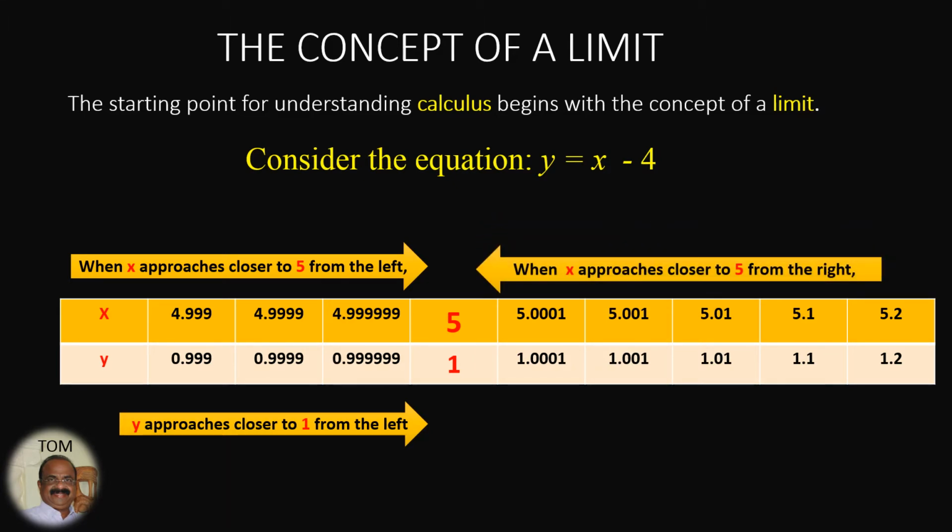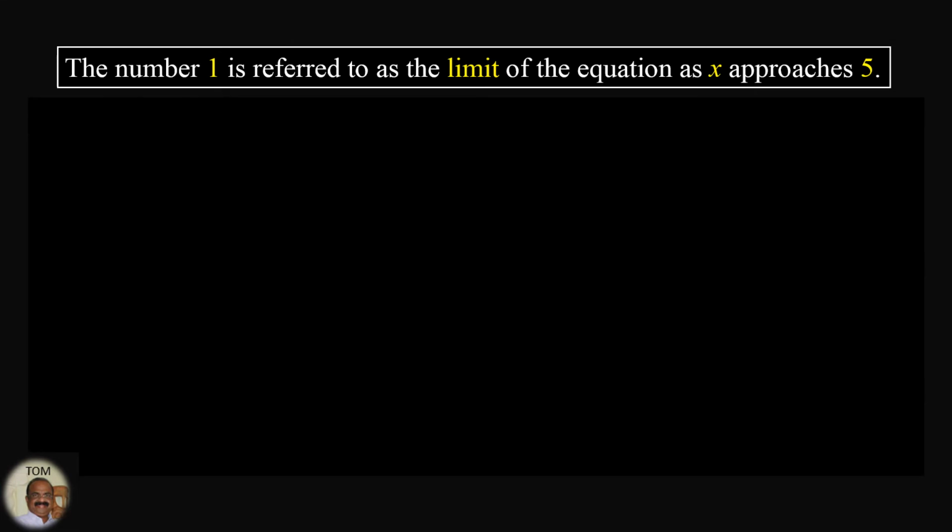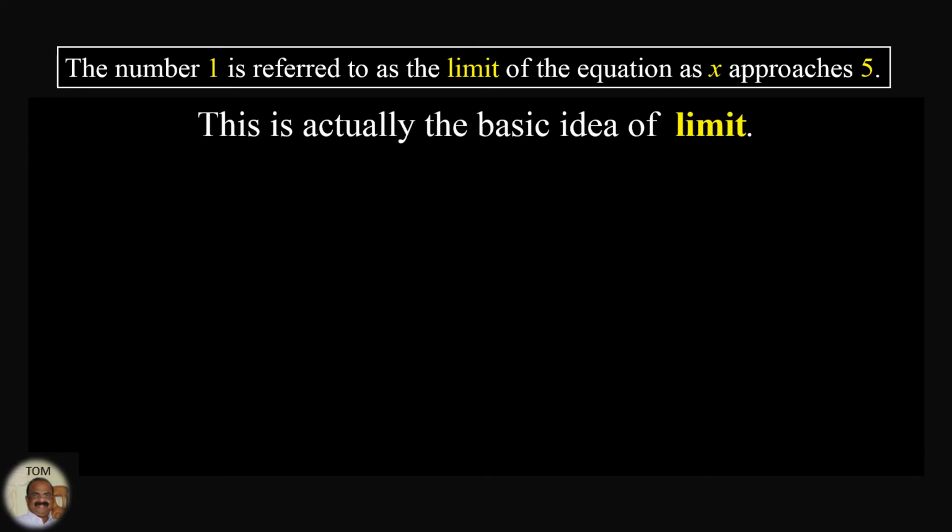Same thing from the right. If you look at the table, you can see starting from 5.2, when x approaches closer and closer to the specific number 5, the y values approach 1. The number 1 is referred to as the limit of the equation as x approaches 5, and this is actually the basic idea of limit.